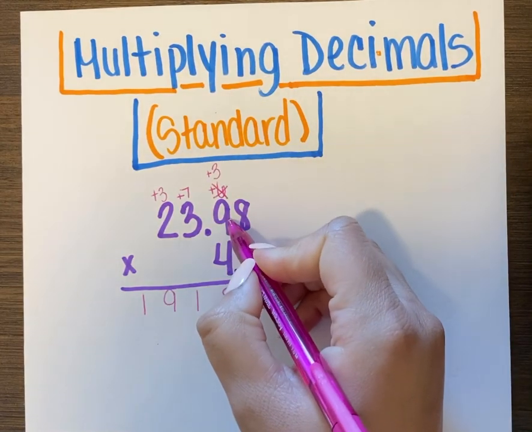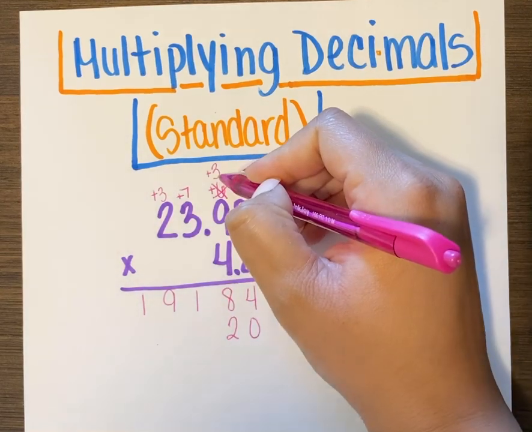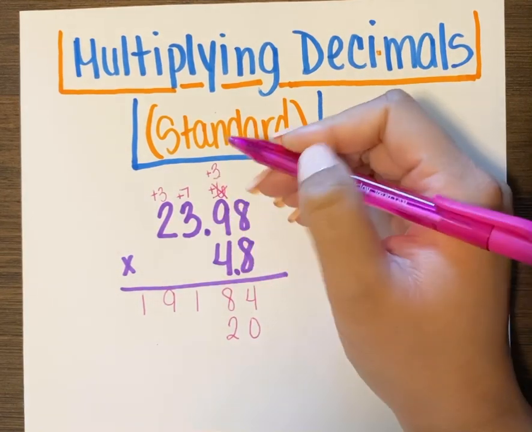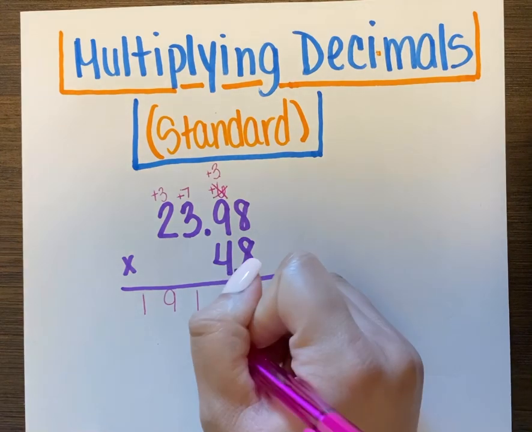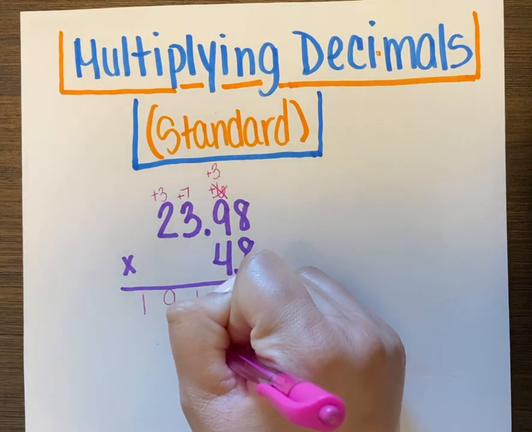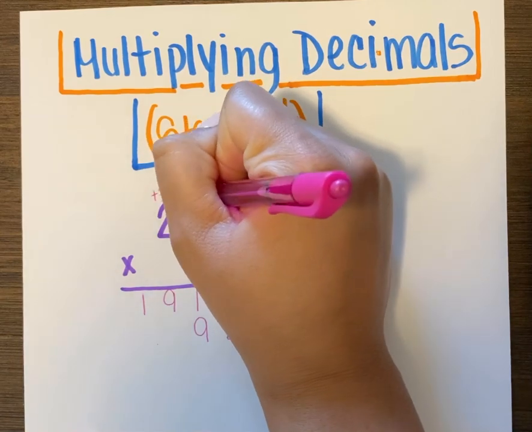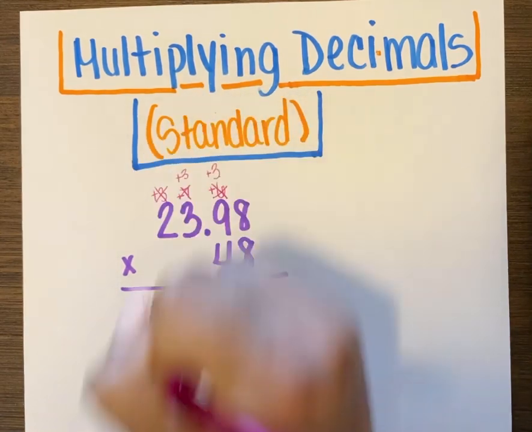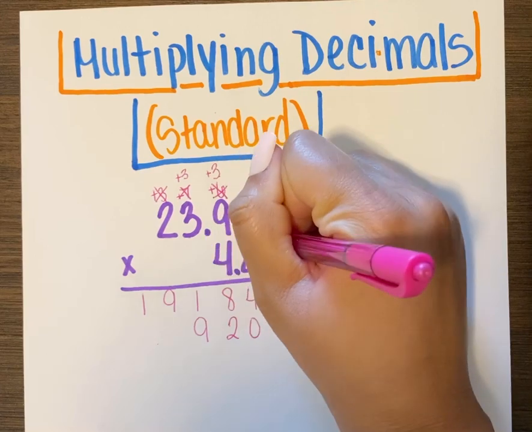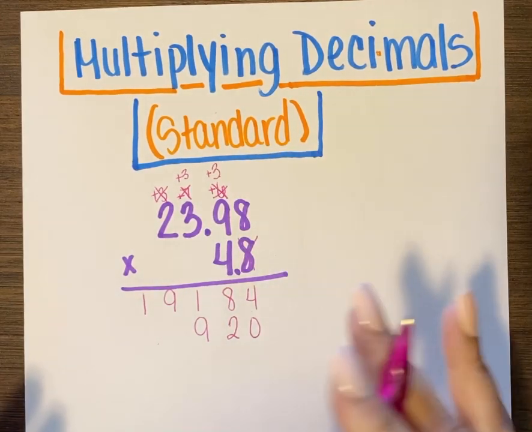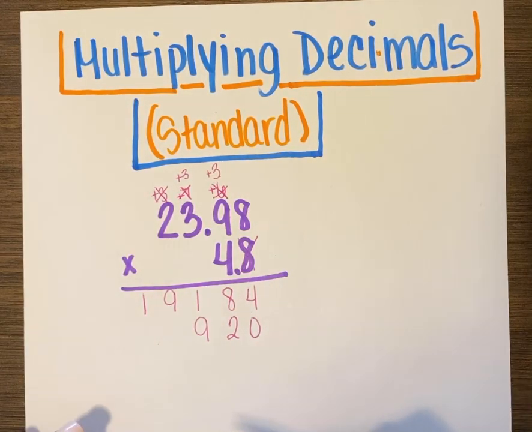4 times 9 is 36. 36 plus 3 is going to be 39. I'm going to put a 9 here in the next space, and I'm going to carry that 3. And what I forgot to do is cross these out, but I'm going to do that now. And I'm also going to cross out the 8 for right now because I've already multiplied that 8.